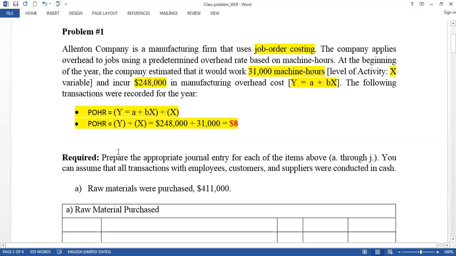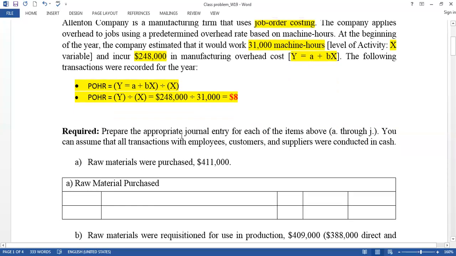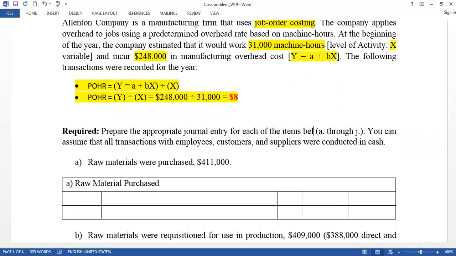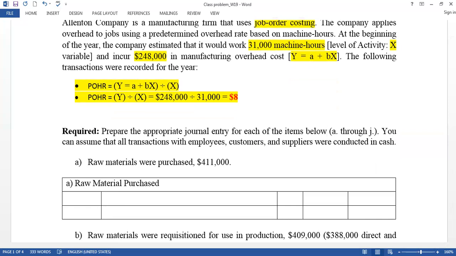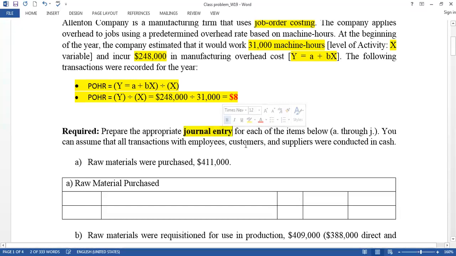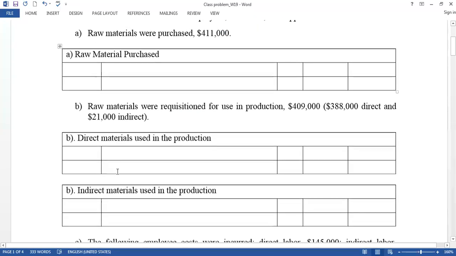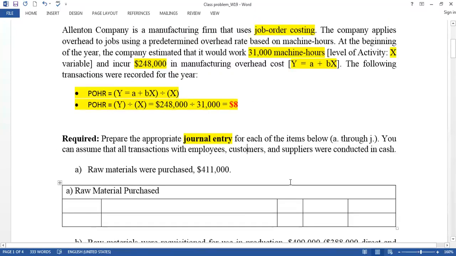Now the requirement said to prepare the appropriate journal entry for each of the items below, A through J. So we have A through J transactions. For every transaction, we need to do an appropriate journal entry.